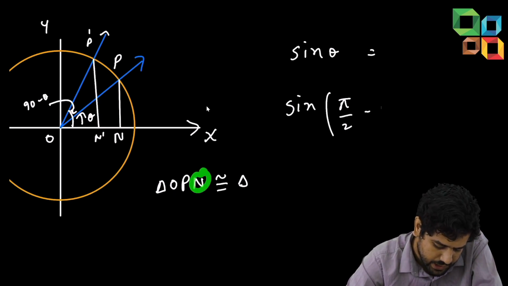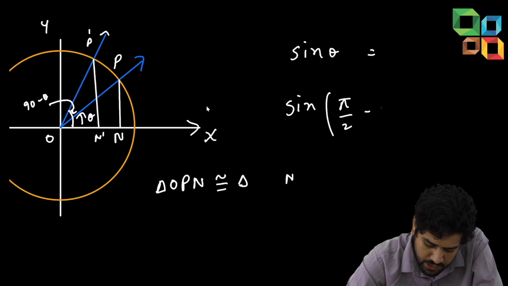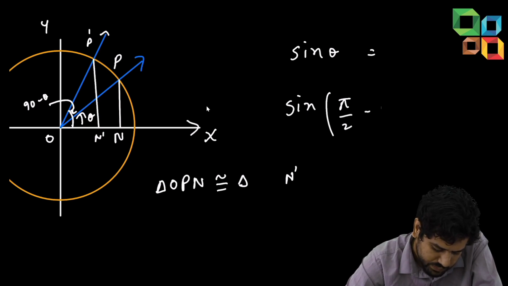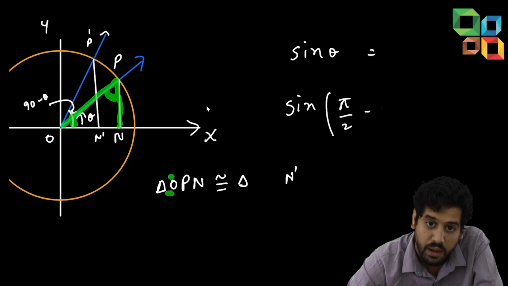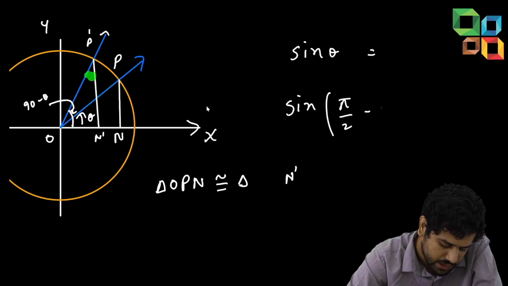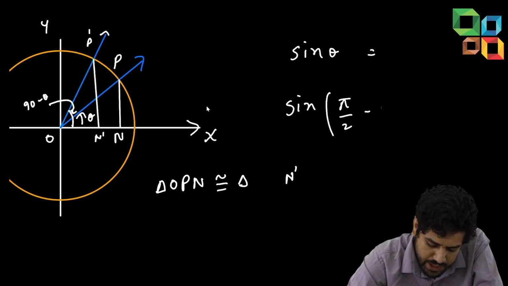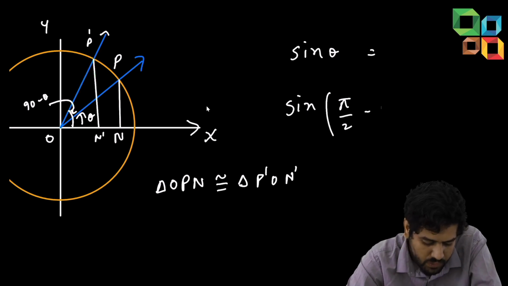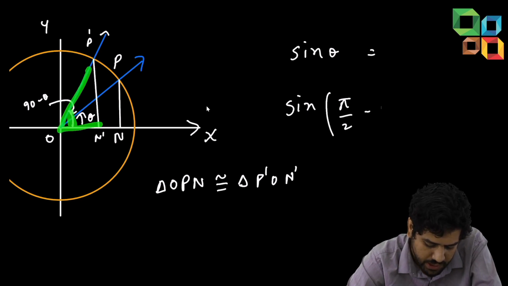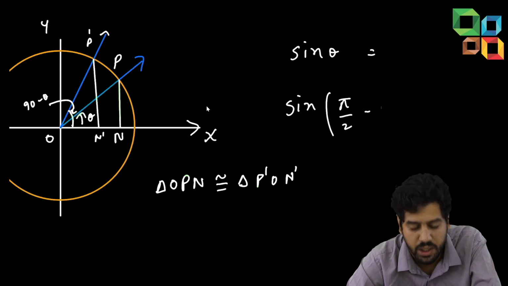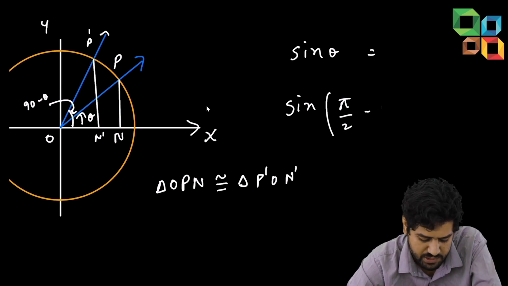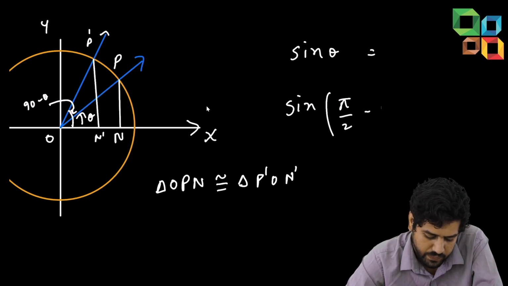OPN, so N is the right angle. In this case also N dash will be the right angle, okay? So that will come last. What about the first two? We had OP, this angle O to be theta, right? But we want this angle to be theta. So here we have to take P dash ON. Okay, so P dash ON, this angle will be 90 minus theta. Similarly, OPN, this angle will be 90 minus theta. You have to take corresponding sides, right? Corresponding vertices. So these two triangles are congruent.